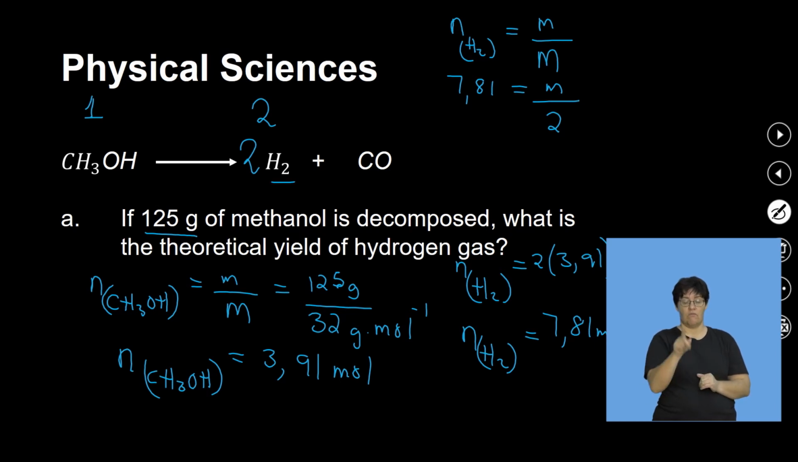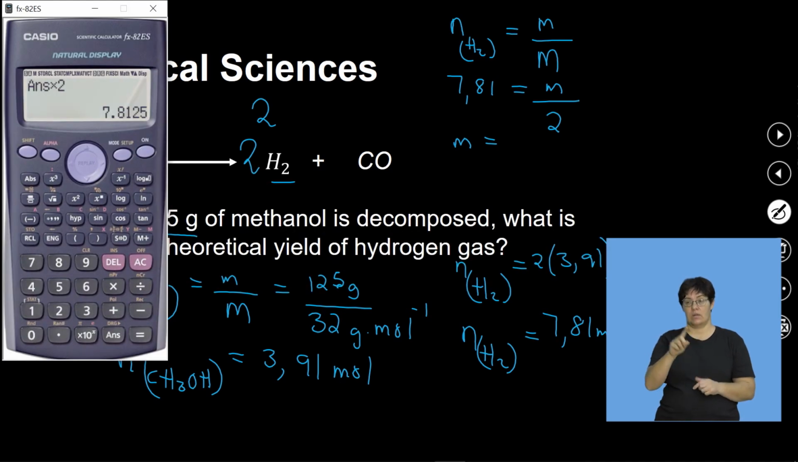Take note, we do not multiply by the coefficient in this case, which is the stoichiometric ratio, because the coefficients simply give us the stoichiometric ratio in which they react. So the mass is equal to 2 multiplied by 7,81, right? So if we go back, this 7,81 multiplied by 2 gives us the actual mass of hydrogen.